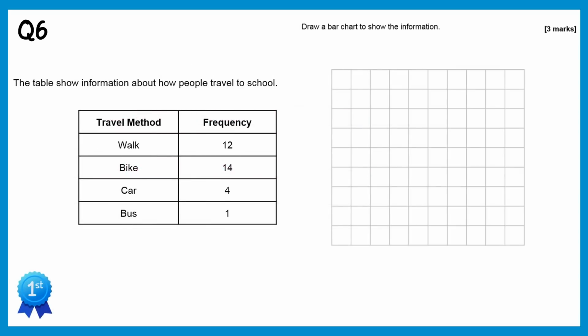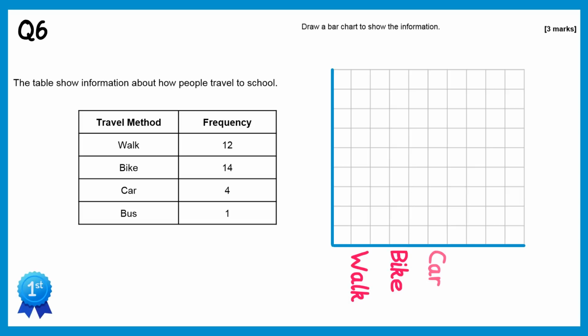For this question, we're going to draw a bar chart. So first of all, draw your 2 axes. We'll then label the horizontal axis with our travel methods. So we've got walk, bike, car, and bus. Notice I've left a 1 square gap between each of the bars, and also all of the bars are 1 square in width. That's important. We then need to label this axis, so I'd call it travel method.